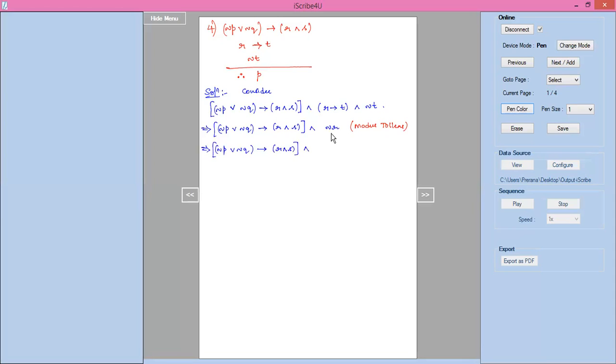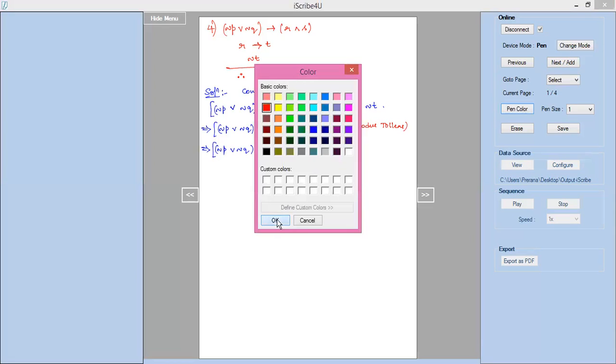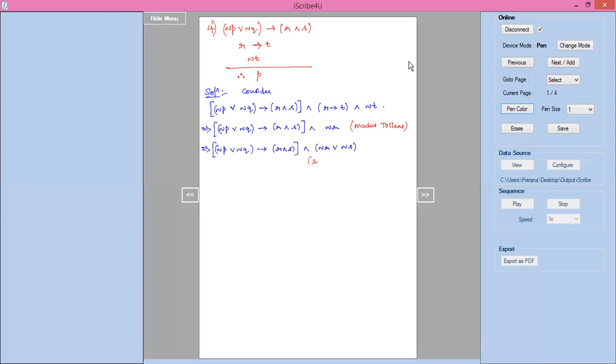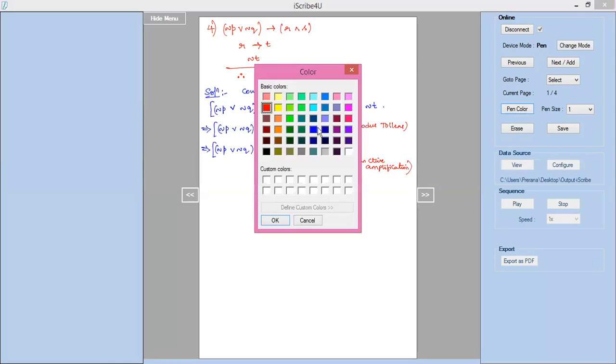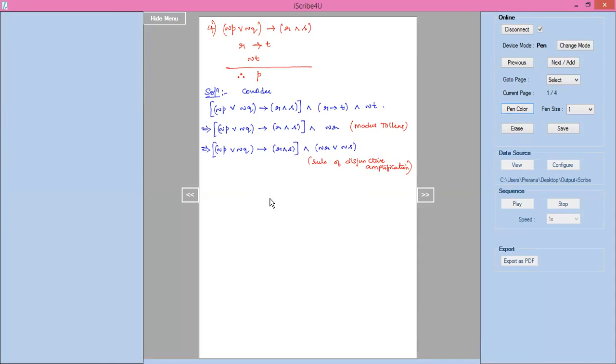And the negation R can now be written as negation R or negation S. Negation R or negation S. And this is an application of disjunctive amplification. So we applied the rule of disjunctive amplification.